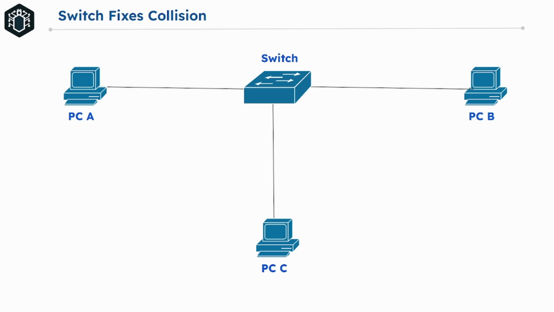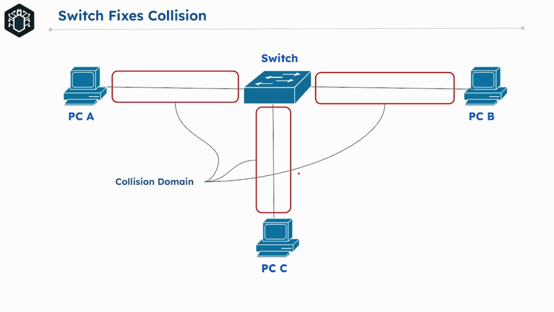Now, think about this. Each port on a switch acts like its own separate lane. So, if one device is sending data on one port, it doesn't interfere with another device sending data on the other port. Because of this, collisions are separated. Each port becomes its own collision domain. This means multiple devices can send data at the same time without crashing into each other. This is called full duplex communication.